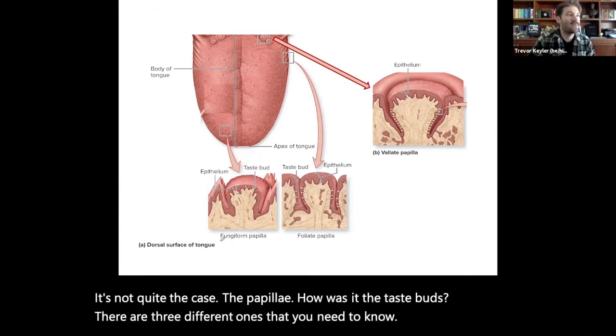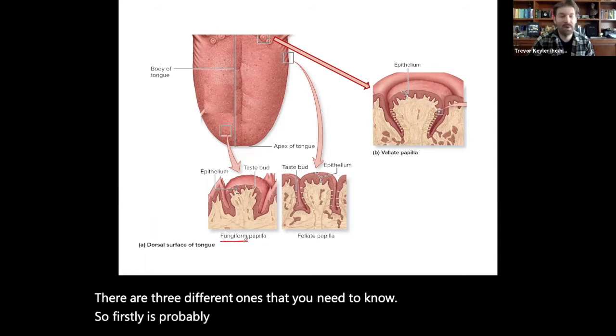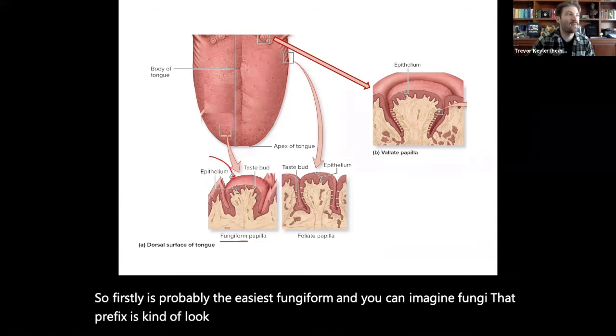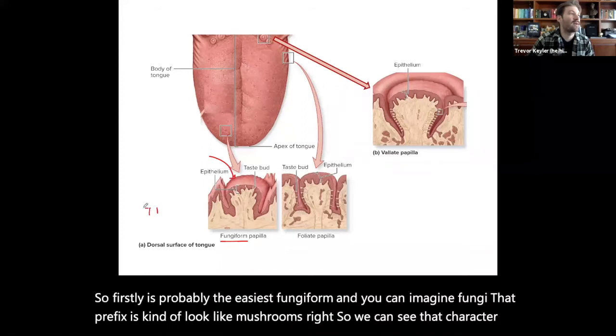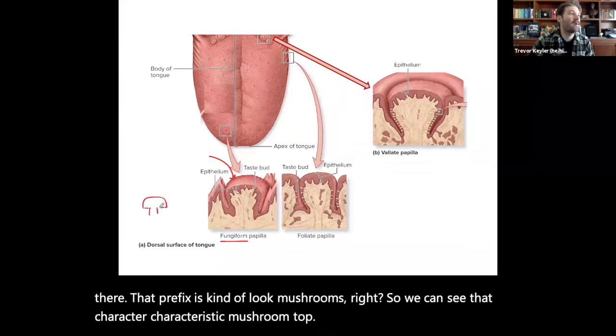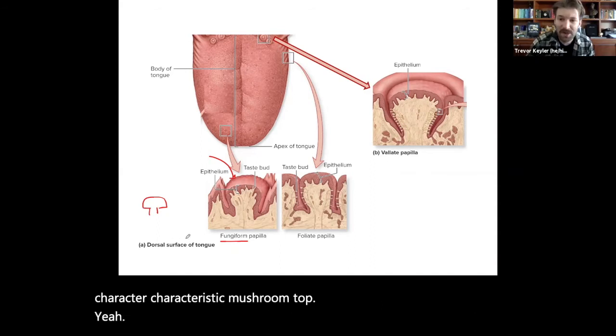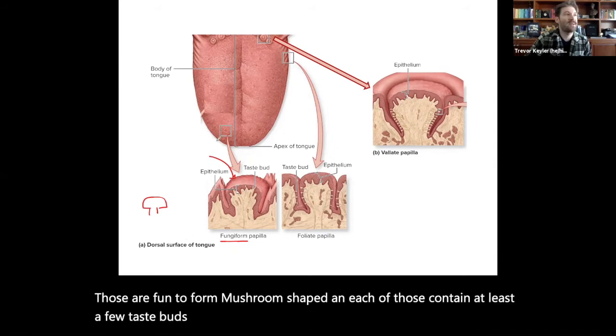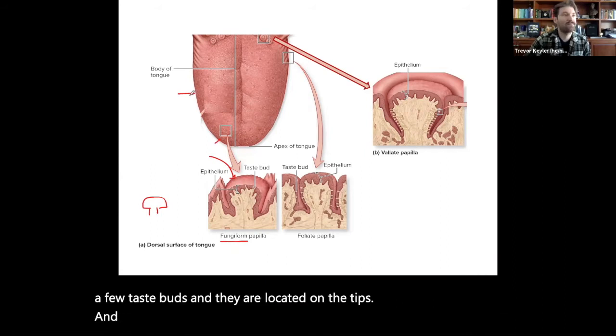So first of these, probably the easiest, fungiform. And you can imagine fungi there, that prefix. These kind of look like mushrooms, right? So we can see that characteristic mushroom-like top. Those are fungiform, mushroom-shaped, and each of those contain at least a few taste buds, and they are located on the tips and the sides of the tongue.